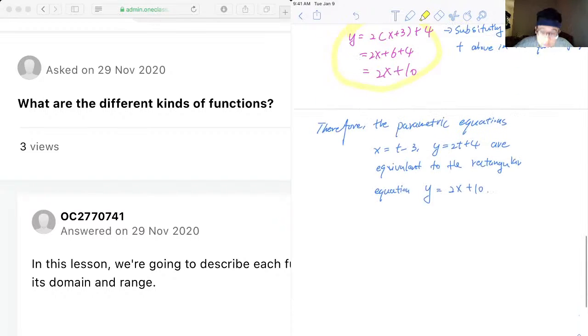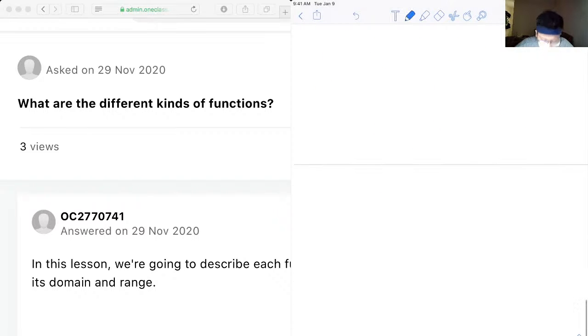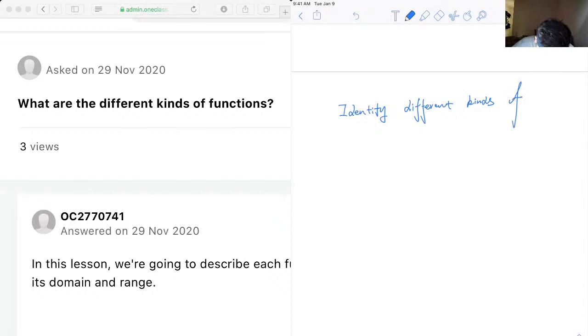All right. So for our next question, we are asked to identify the different kinds of functions. Okay.